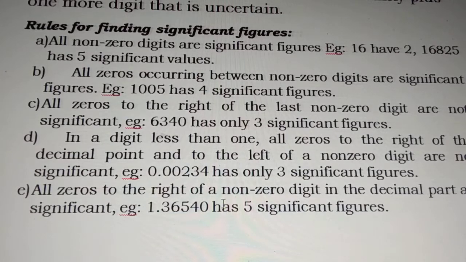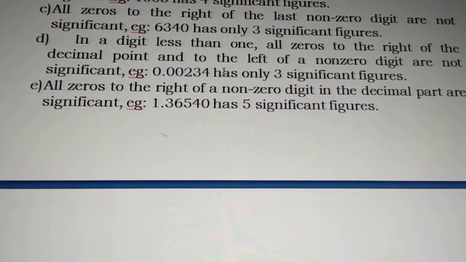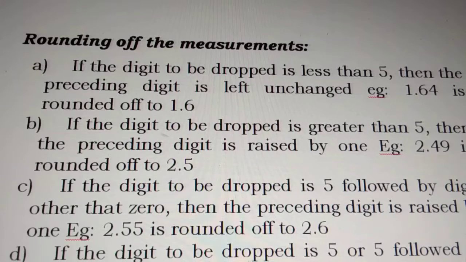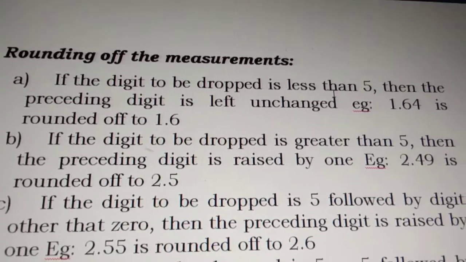All zeros to the right of a non-zero digit in the decimal part are significant. So, let us consider 1.36540. Just consider 13654 up to here, and the trailing zero too, so there are 5 significant figures. With the help of this we can round off. Rounding off in measurement is a very important requirement in physics.